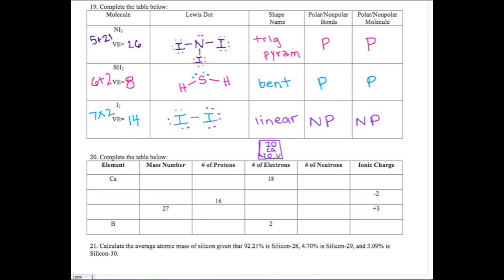40.08. Okay, so what you need to do, 20 is the atomic number. This is the mass number, which you'll have to round to a whole number. Okay, so 40 is the mass number of Ca.